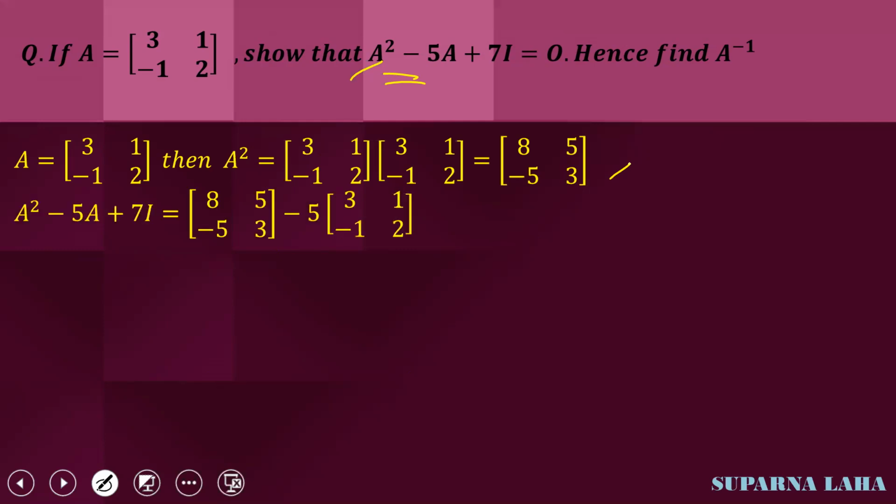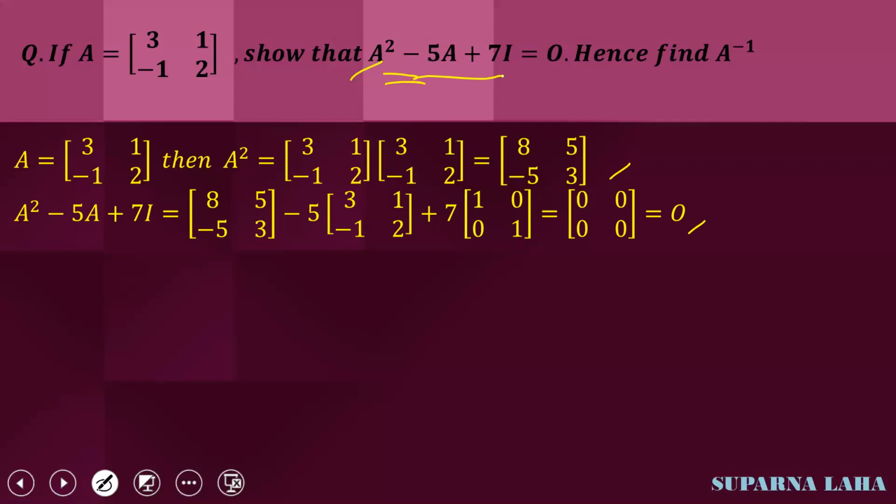That is I, the identity of 2 by 2. So write down the matrices, that is A square is 8, 5, minus 5, 3. Then 5 into A, that is 3, 1, minus 1, 2. And then 7 into identity, that is 1, 0, 0, 1. Just add them and you will find there will be a null matrix. Okay, so first we prove that this equation is true.